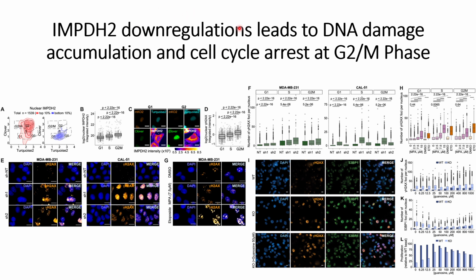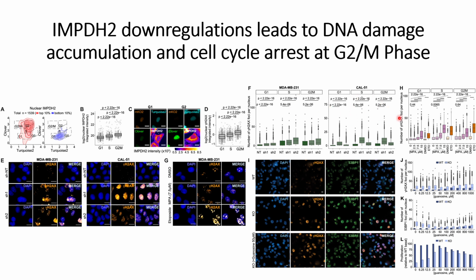The downregulation of this IMPDH2 will cause DNA damage and cell cycle arrest at G2 and M phase. So why G2 and M phase? Because the localization of this IMPDH2 is found more in the G2 and M phase compared to the S phase and G1 phase, that can be seen here. It's higher in the G2 and M phase.